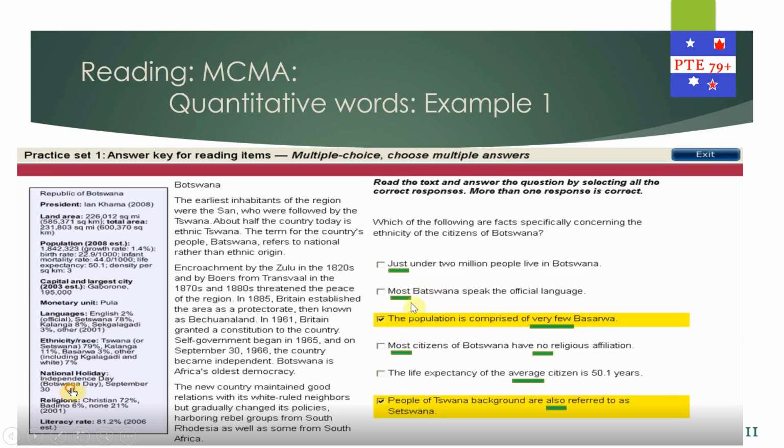Let's see these two options, right? Most Botswana speak the official language. Most citizens of Botswana have no religious affiliation. See, just the percentage is what they're talking about. Okay, that is the second thing. We scan the quantitative words, then you can see the common words, right? Like ethnicity is there, and religion is there.